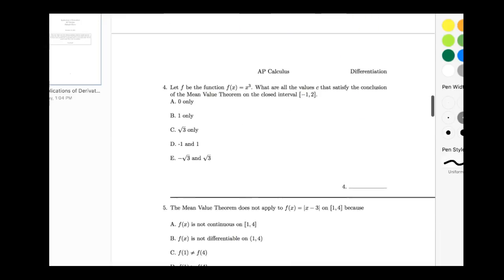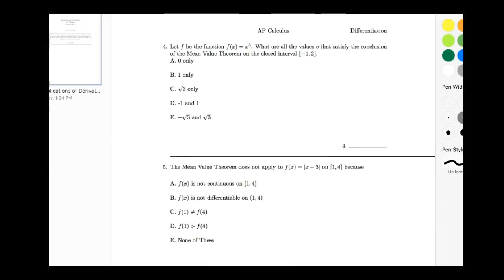Okay, let's look at number 4. The mean value theorem says there's some number c which is going to equal f of b minus f of a all over b minus a. What it says is that there's going to be a derivative at some point c that's equal to the slope of the secant line. So there's some value of c that's going to have the same slope as the secant line of the endpoints.